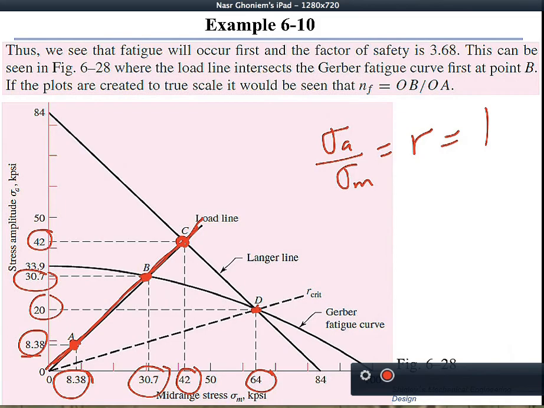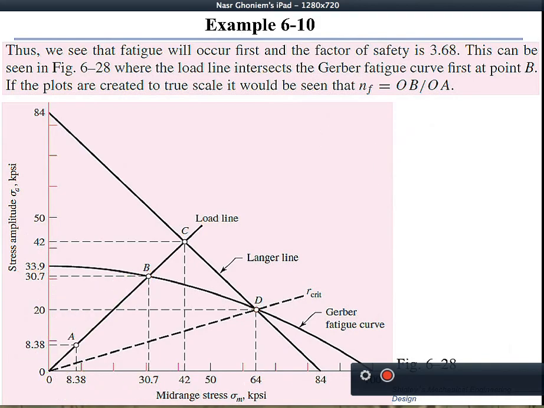The point I also wanted to mention is the factor of safety. If we have an operating point here, the factor of safety for fatigue will be the ratio of this length divided by this length, which, because of triangular similarities, is exactly the same as the ratio of this length divided by this length, or this length divided by this length.